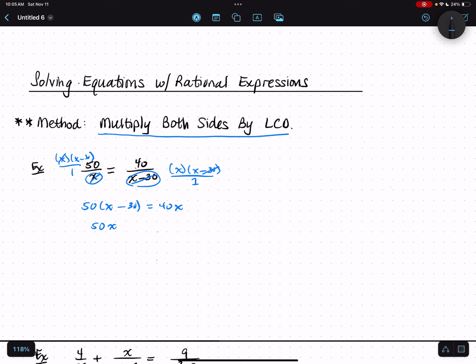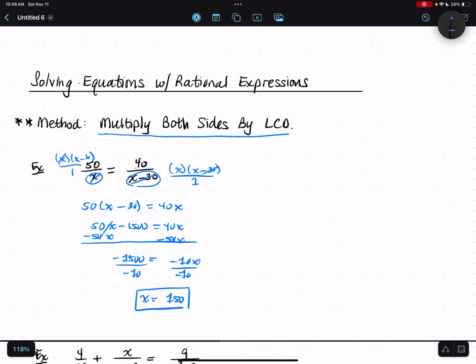So distribute the 50, and I am going to subtract 50x from both sides to get all the x's to one side. So you have negative 1500 equals negative 10x. And if we divide both sides by negative 10, we have x equals 150. And that truly is the solution.